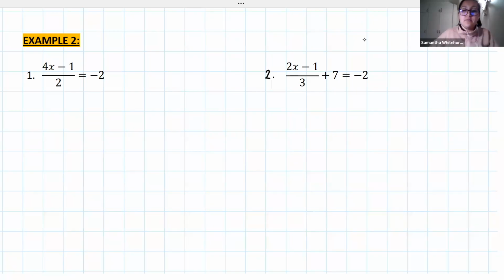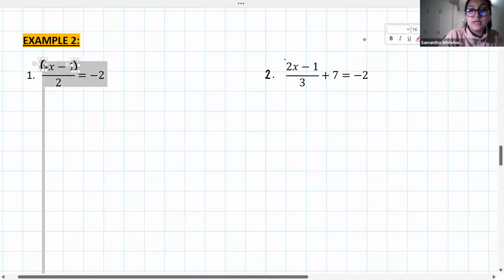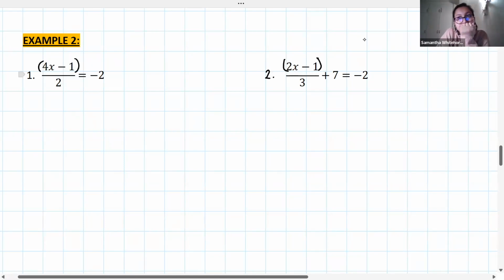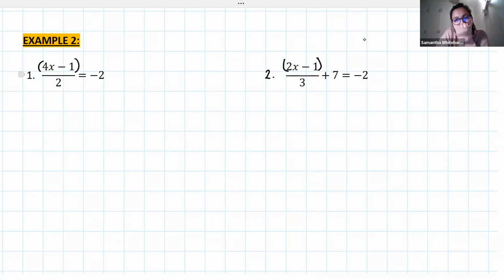Please remember grade 8, in both of these questions, the whole expression of 4x minus 1 and 2x minus 1 are being divided by 3. So it's the whole numerator being affected by the denominator. Going to give you another minute or so.